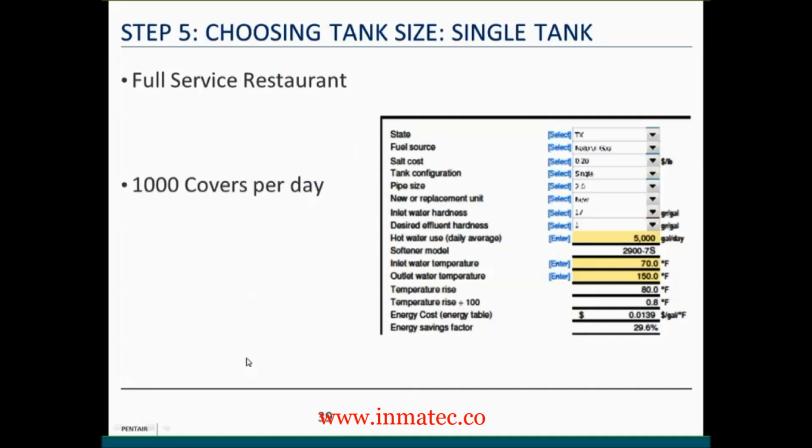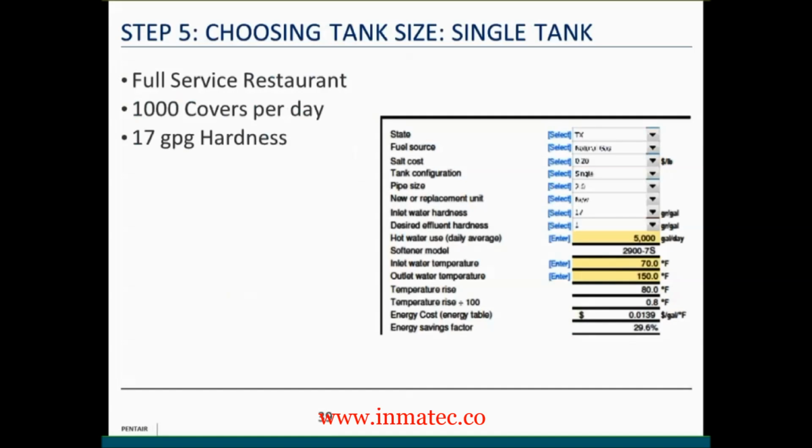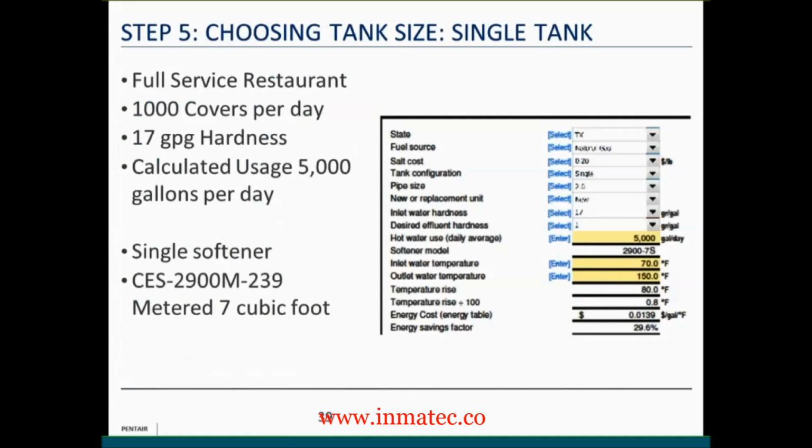Choosing a tank size, single tank. For food service operations, we have calculators that will calculate desired hardness, recommend a model, and show daily hot water use and energy savings. A full-service restaurant with 1,000 covers per day at 17 grains per gallon hardness, calculated usage of 5,000 gallons per day, we get a softener that's a CES 2900M, 239,000 grain capacity, metered 7 cubic foot softener.